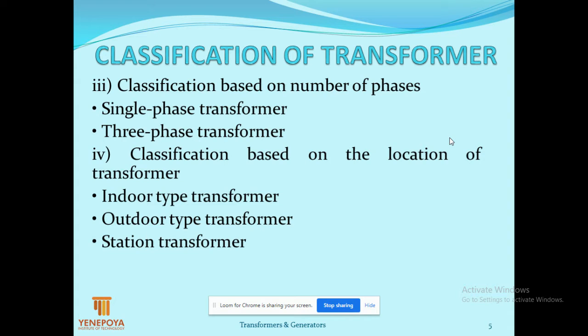Classification on number of phases: single phase transformer and three phase transformer. A single phase transformer has a single phase input, that is phase and neutral, and the output is also single phase, that is phase and neutral. A three phase transformer may be a three phase three wire system or a three phase four wire system. In a three phase three wire system, the input is three phase RYB and the output is three phase RYB. In a three phase four wire system, the input is three phase and the output is three phase plus neutral.